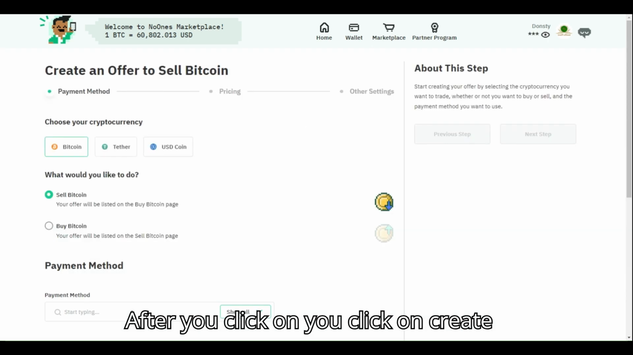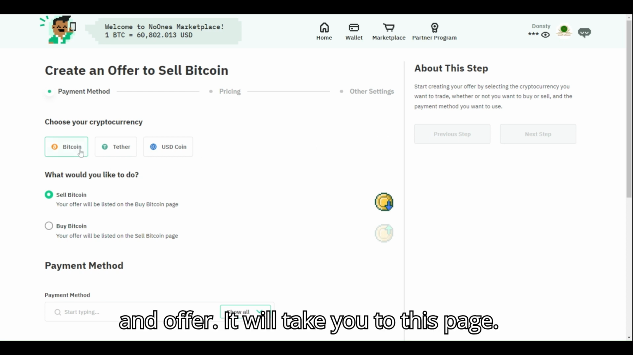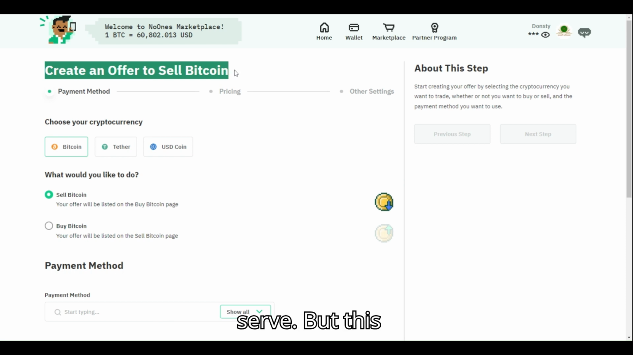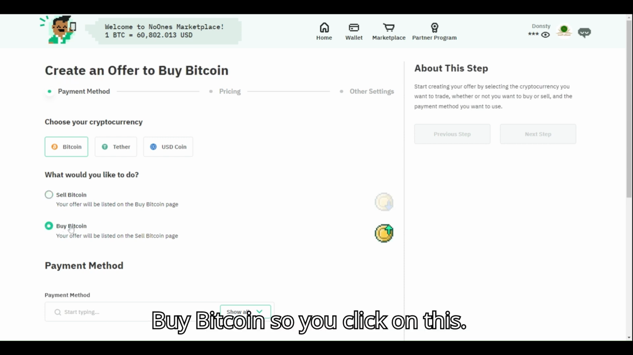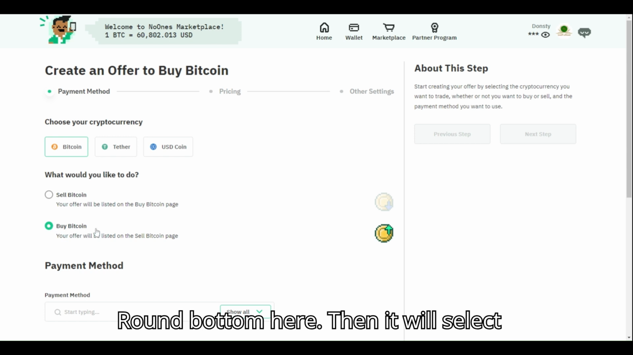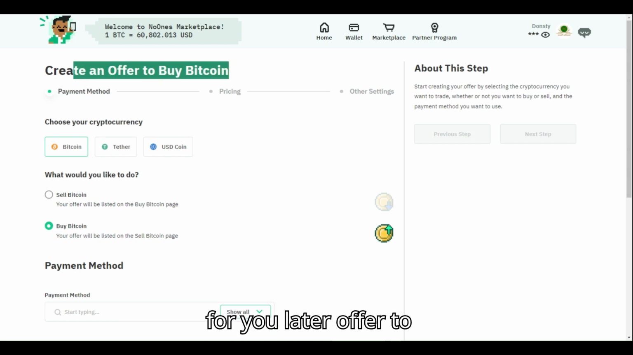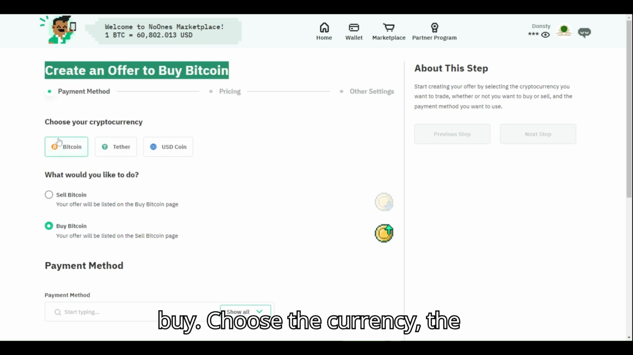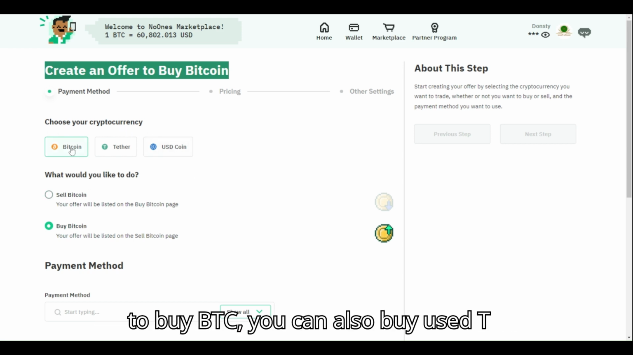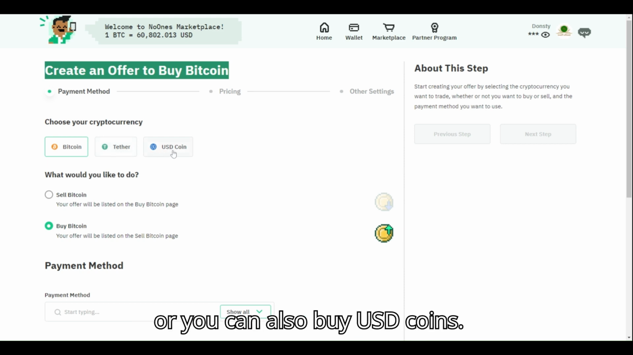After you click on create an offer, it will take you to this page. We have create an offer to sell Bitcoin. But this offer is going to be based on buy Bitcoin. So you click on this round button here, then it will select for you create an offer to buy. Choose the cryptocurrency you want to buy. You want to buy BTC, you can also buy USDT, or you can also buy USD coins.